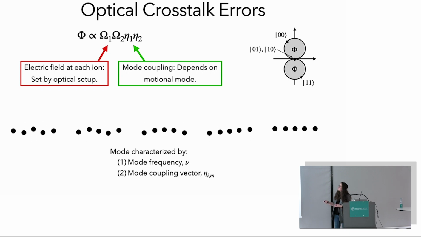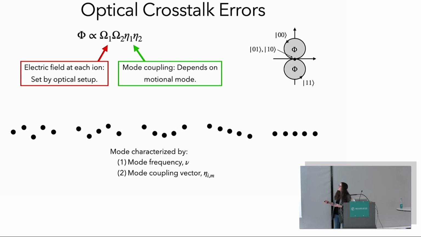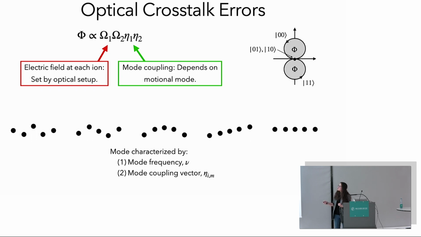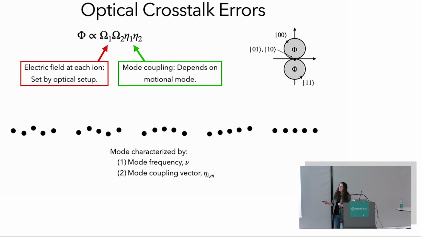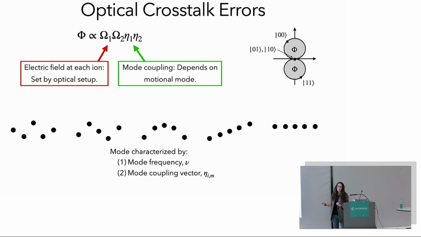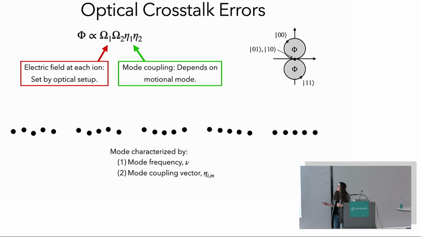Okay, and if we look at the entangling gate here, this is the joint phase between our 2 ions. We can talk more in detail about the gate if you'd like, but let's just say the joint phase that you get between your ions is related to 2 things. It's related to the optical power, so the Rabi frequency on each ion, that's omega 1 and omega 2. And it's proportional to the mode coupling for each of the 2 ions to the mode that you're using to create this entanglement, so eta 1 and eta 2.